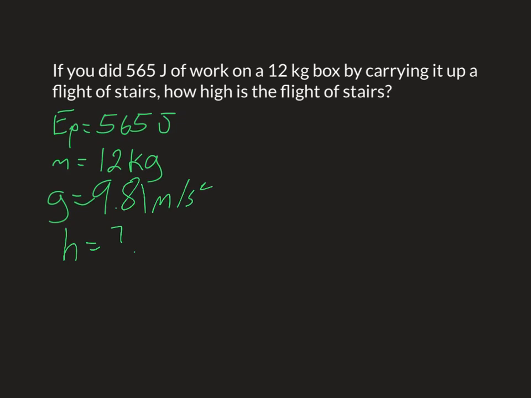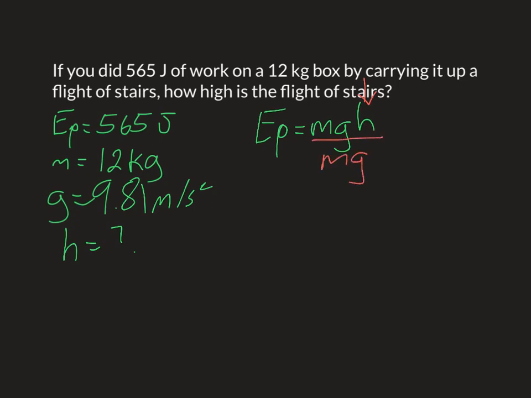As we've talked about before, our formula is EP is equal to mass times gravity times height, but now I'm trying to find height. Okay, so what I want to do, as always, is undo everything that's currently happening to height. Right now, all I'm doing to height is multiplying it by mass and gravity. The opposite of multiplying by mass and gravity is to divide by mass and gravity. So I'm going to divide this side by mg.